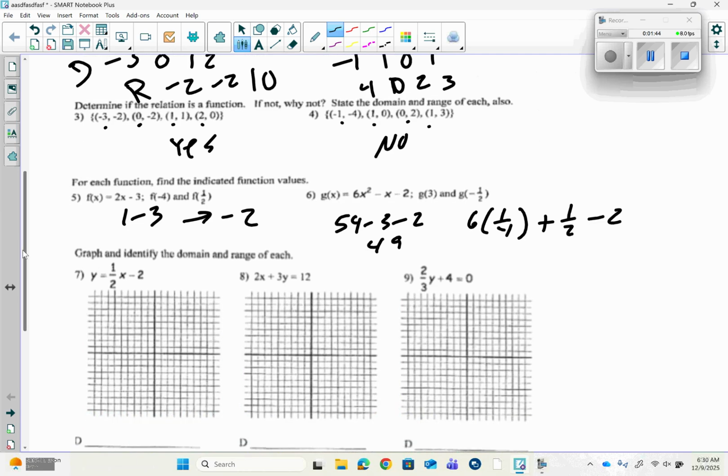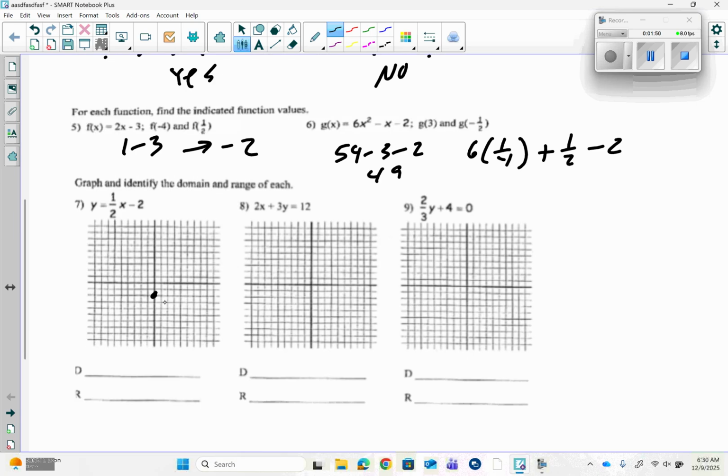All right, graph each of them. So I have -2 down here. I'm going to go up 1, right 2. Graph our line. Our domain is going to go negative to positive infinity, as well as our range, because it goes straight, it goes up and down as well.